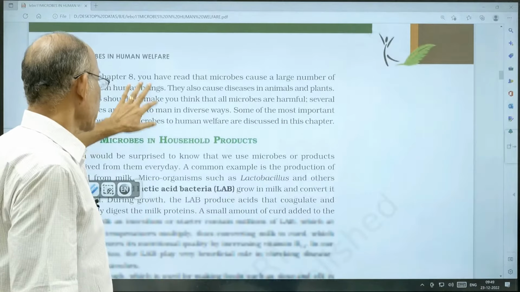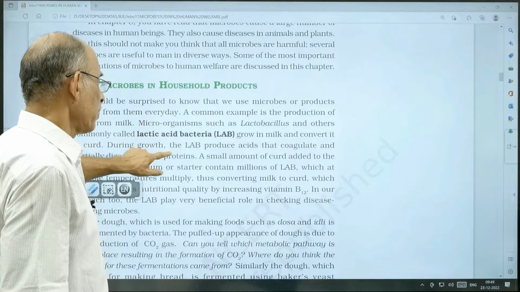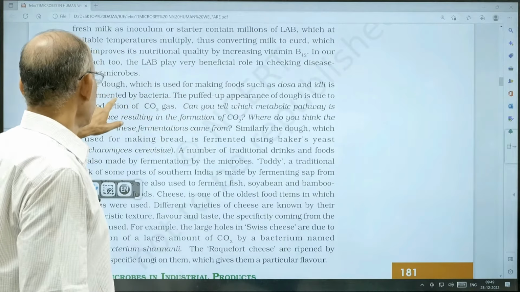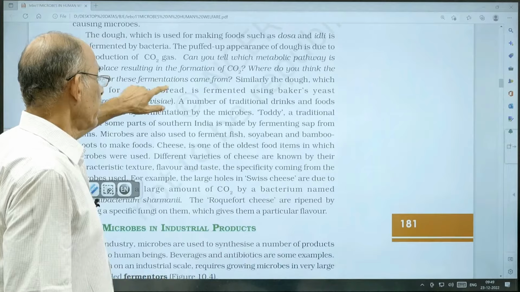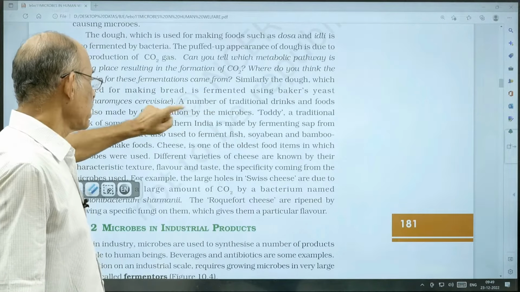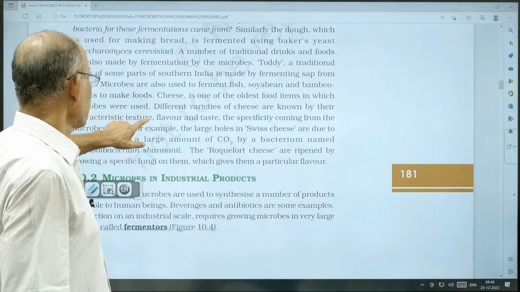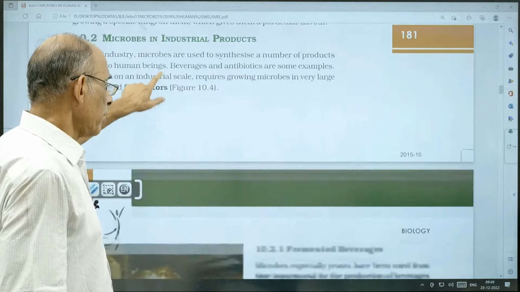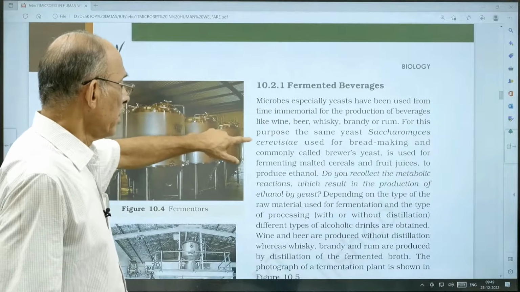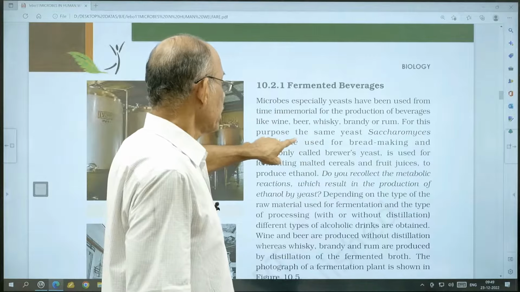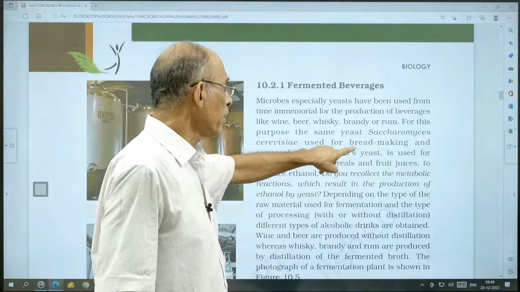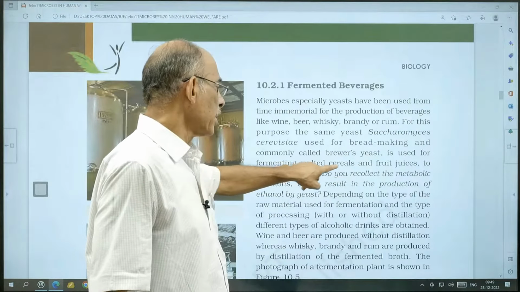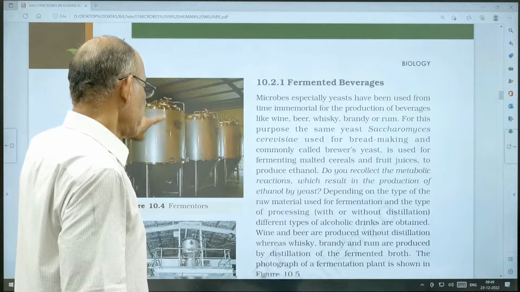And microbes can be used as household products, like lactic acid bacteria, which can increase the B complex and help in checking diseases, as in curd. Then fermented products like baker's yeast, toddy, and cheese, one of the oldest food items, and industrial products like beverages and antibiotics. Saccharomyces cerevisiae acts in bread making, commonly known as brewer's yeast, and ferments malted cereals and fruit juices, and ethanol is produced.